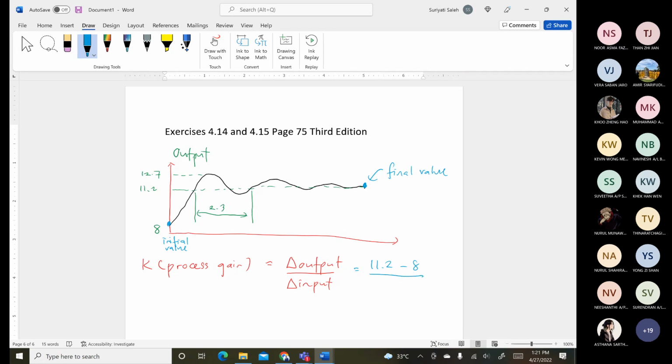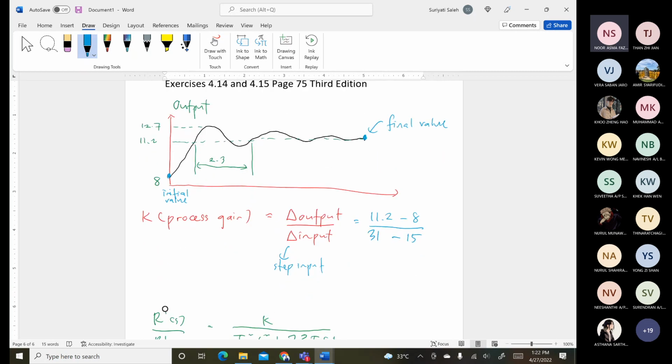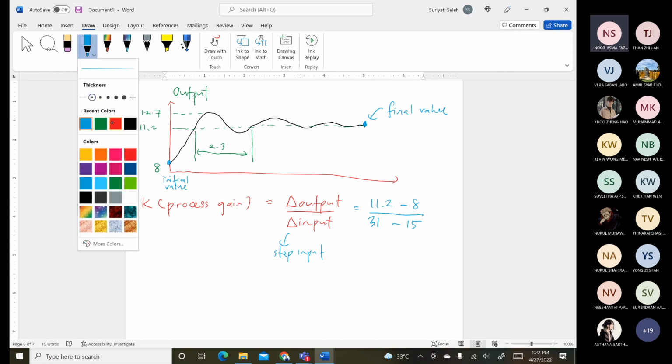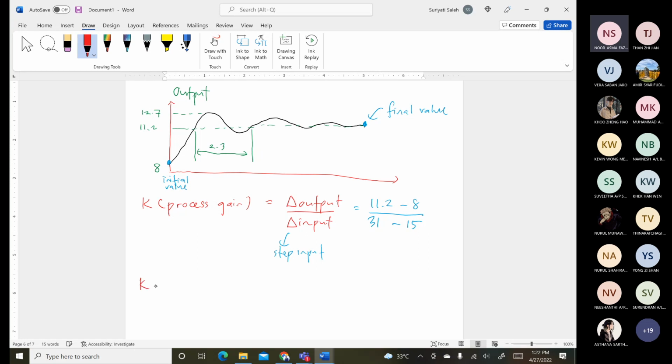And your input, normally, whatever the input is, is based on the step change, the step input. So here the step input has been given in the statement: a step change from 15 to 31 psi. So that means 31 minus 15. So we include the delta output over delta input values inside the equation, and you can calculate the value of the gain. So what is the value of the gain?